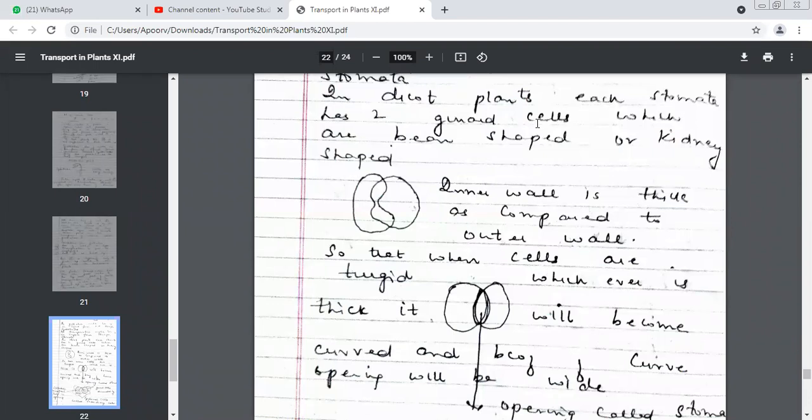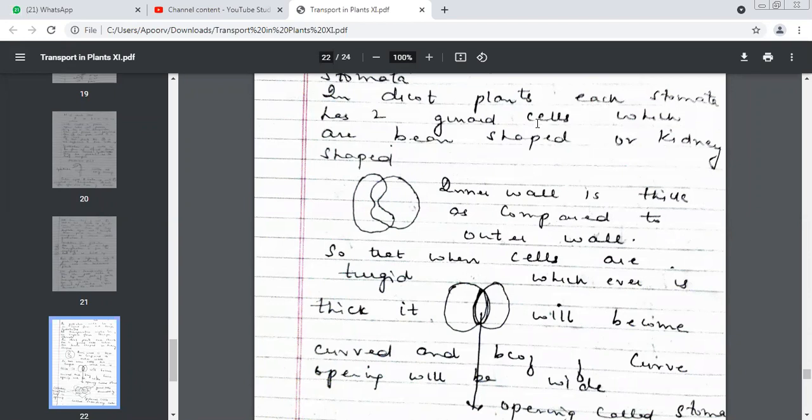How many walls are there in a stomata? Two walls are there, beta. Now see, which wall is comparatively thicker? Inner. The inner is thicker.